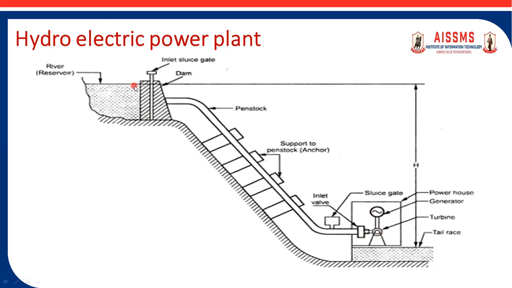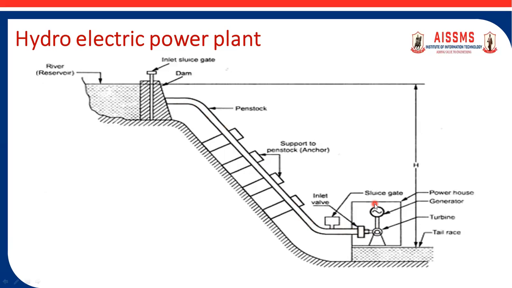At first, your energy is potential energy in the dam. Then the potential energy is converted into kinetic energy in the penstock. Then the kinetic energy is converted into mechanical energy by the turbine blades. And that mechanical energy is converted into electrical energy through the generator. So this is how energy flow takes place in a hydroelectric power plant, and this is how energy generation takes place.